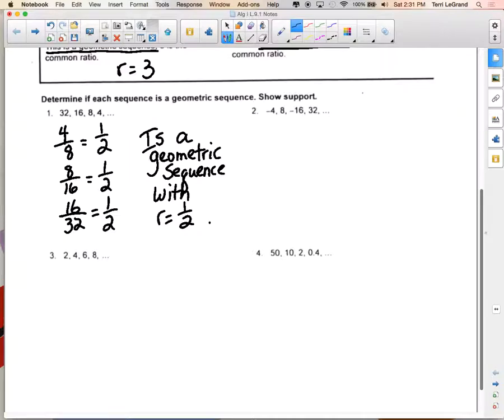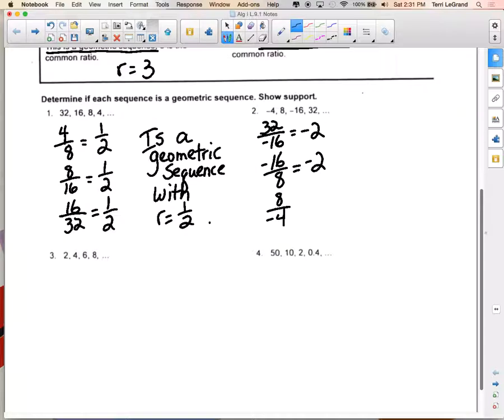Okay, number 2. Start at the end with our 32. We'll divide it by negative 16, the previous term. Positive divided by a negative is a negative. There are 2 16s in 32. Negative 16 divided by 8. Negative divided by positive again is a negative. There are 2 8s in 16. But you have to make sure it works all the way through, because sometimes it can fool you. So we just got to carry on here.